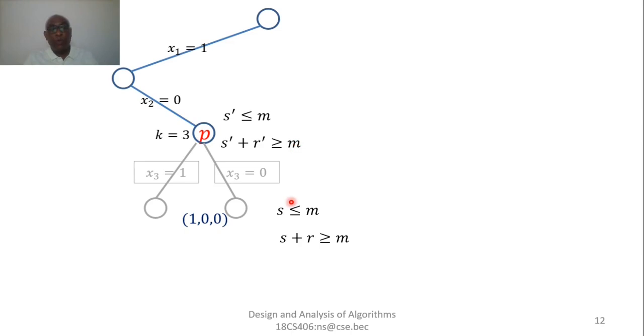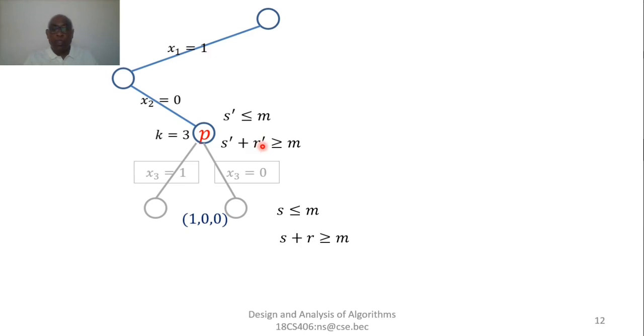Now what's the relationship between S prime and S, where we are talking about S and R at the node defined by xk equal to 0? That's more important. We know that because the node is defined by xk equal to 0, wk is not included. So S prime and S are one and the same. And because the weight wk is not included, this r prime gets decremented by wk, and r is equal to r prime minus wk.